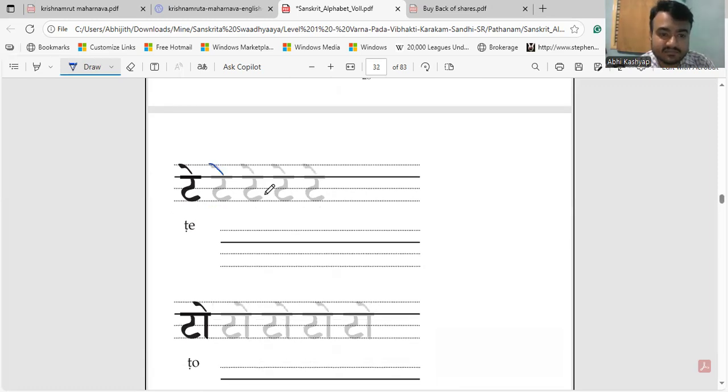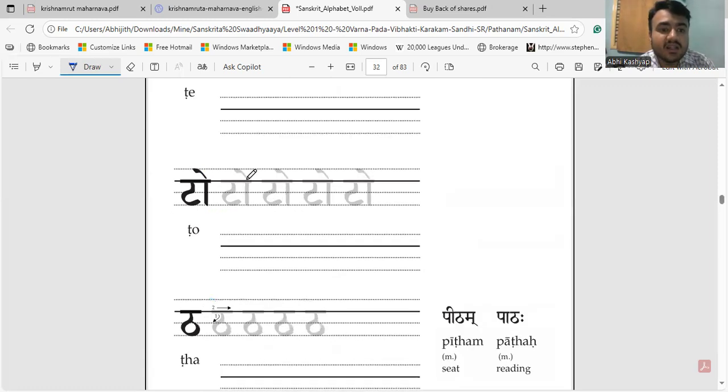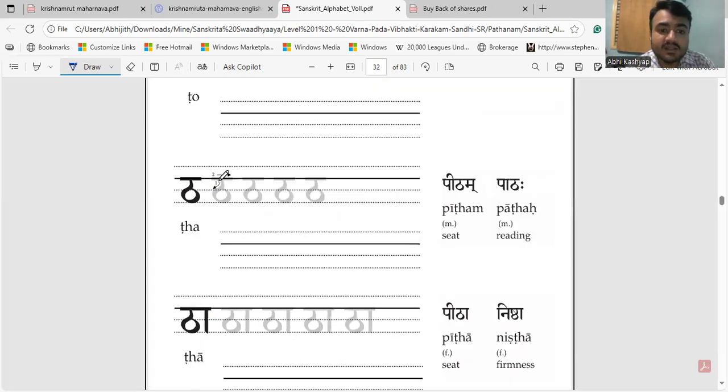Te. To. This is Mahaprana tha. Pitham. Pathaha. So when we do this tha, we can actually hear the forceful expulsion forcing us to bring about a heartbeat. Vithala. So it is said that scientifically this tha has the power to remove blockage from the heart.